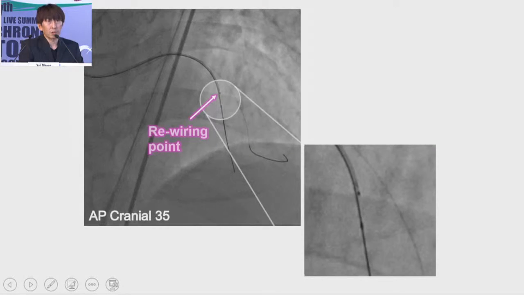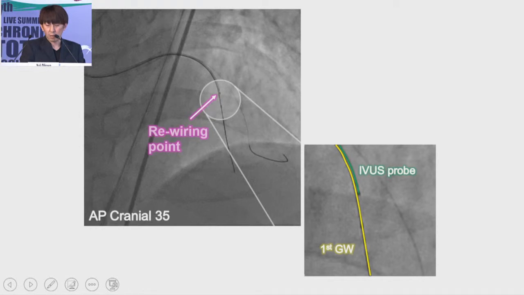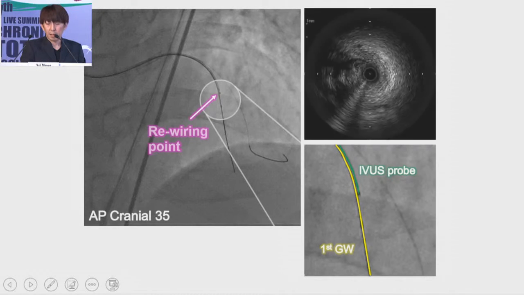If you use a short monorail IVUS catheter like a Terumo or Boston, you can see the separation of the IVUS catheter and guide wire. In this patient, we can see the first guide wire at the left side and the IVUS guide wire and IVUS probe at the right side. In the IVUS findings, the guide wire is at 7 o'clock.